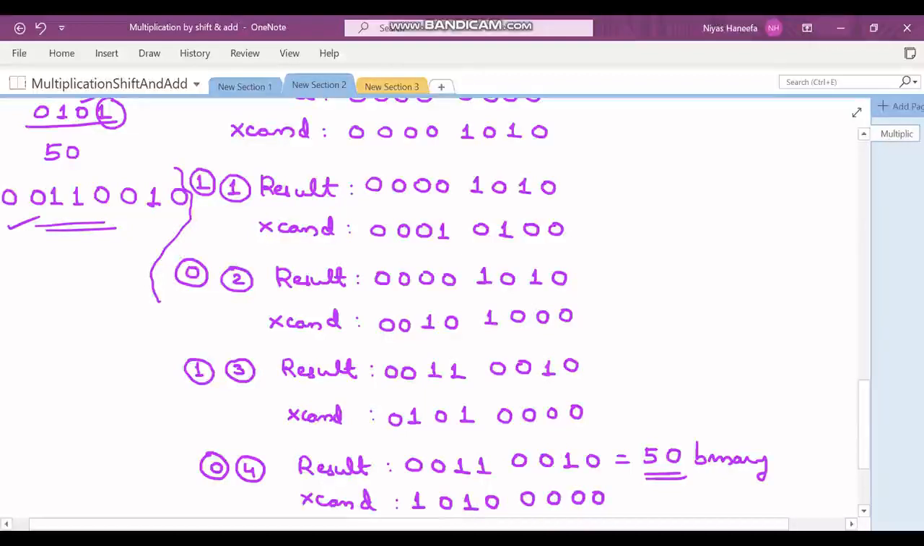So what we are doing, we'll take one bit of the multiplier starting from the LSB at a time. Then if that bit is 1, we will add the current multiplicand with the current result. So we will get a new result. Then the multiplicand will be shifted 1 bit to the left. We'll decrement the count. Count means the size of the multiplier bits. If count is not equal to 0, repeat the process. So this is the basic logic of multiplication by shift and add.